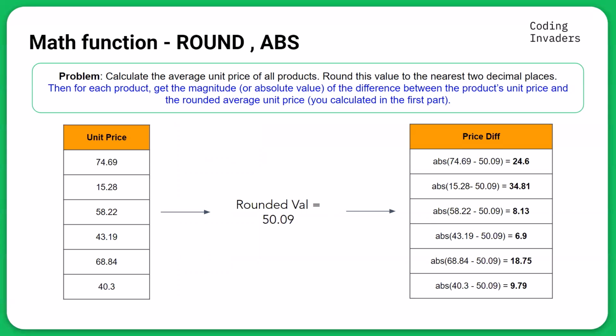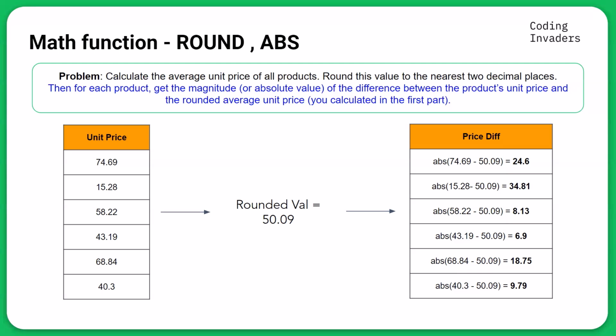So we give an absolute, or ABS, math function in front of it. The absolute value of a positive number is a positive number, so we got the same 24.6. Now take the second row. In the second row, we are subtracting 15.28 minus 50. That will result in negative 34.81, right? But since we have used the absolute function, the output will always be a positive number, that is 34.81.